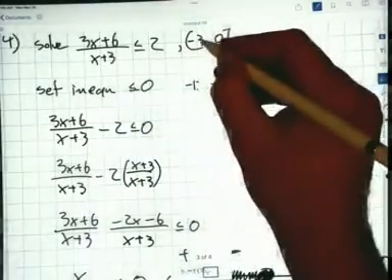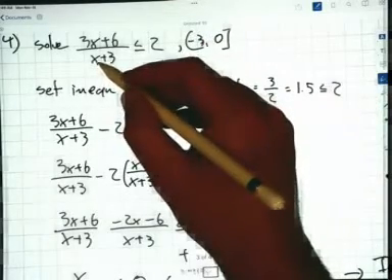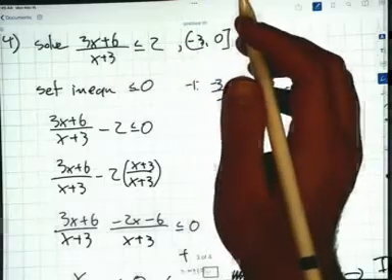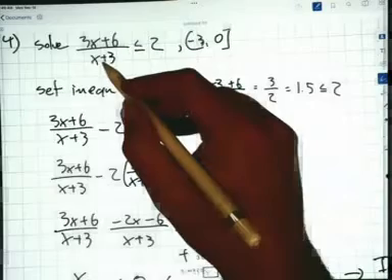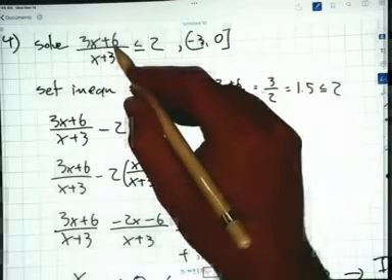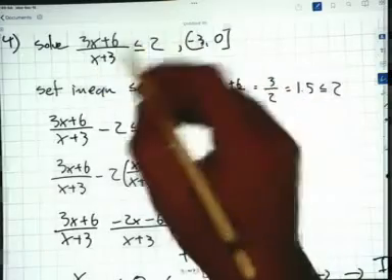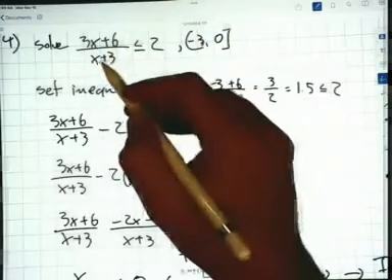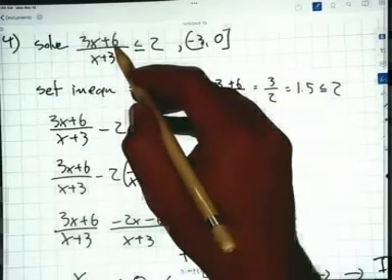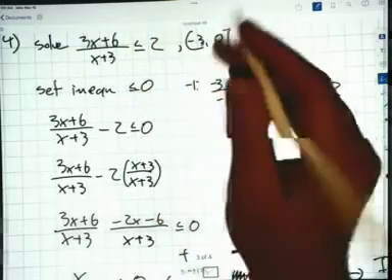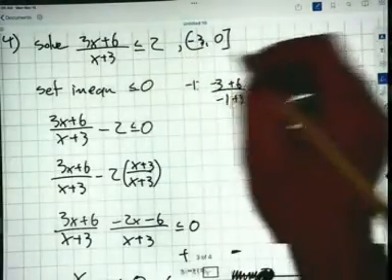Here's why you can't plug in -3. Well, because -3 gives you 0 in your denominator. And if you plugged in -4, the top and the bottom would both be negative, and -6 over -1 would be 6, which is more than 2. So that's why you can't plug in anything that's beyond -3.